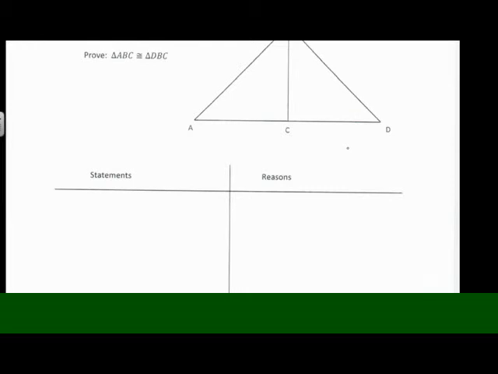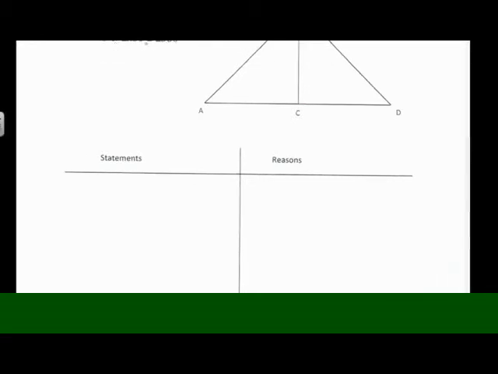Okay, given angle ACB and angle DCB are right angles, and that AB is congruent to BD. Prove that triangle ABC is congruent to triangle DBC.